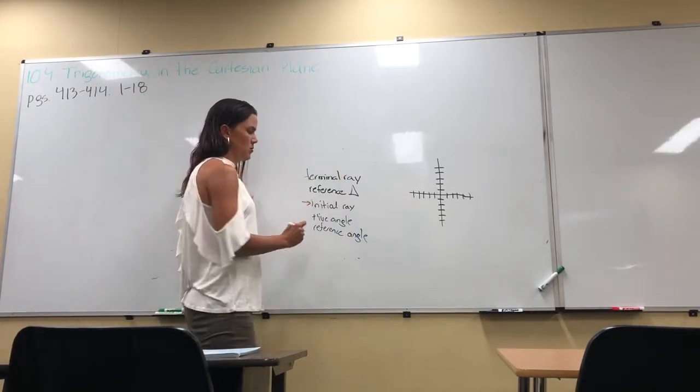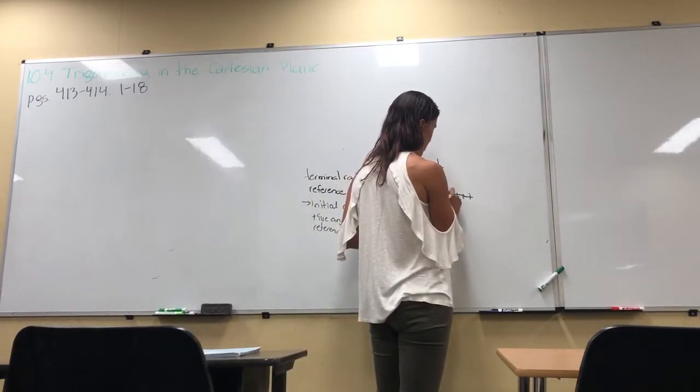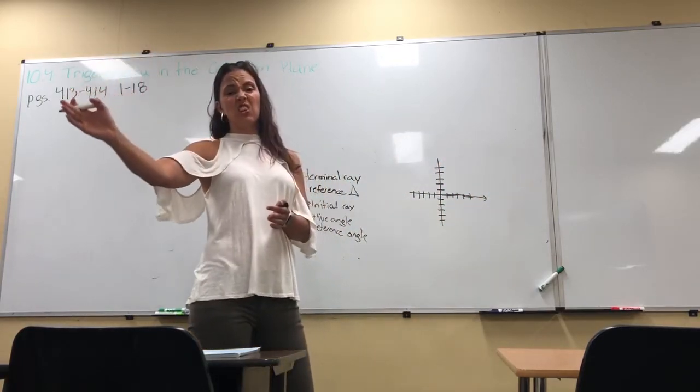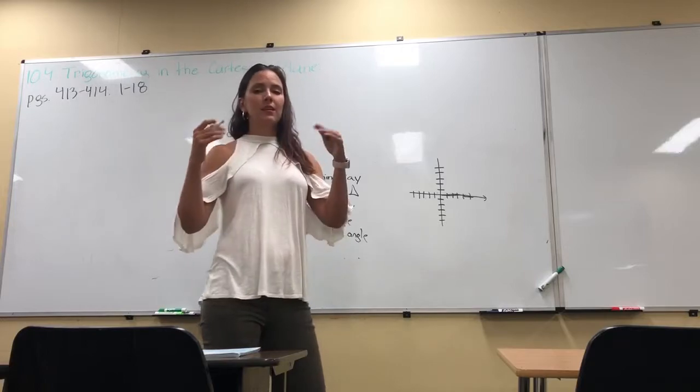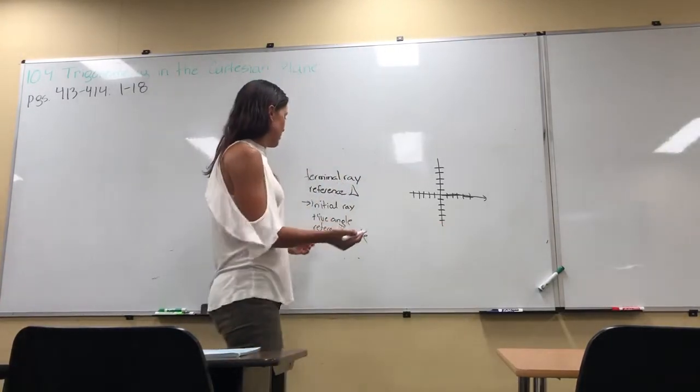The initial ray is the easiest one, okay? So your initial ray is basically going to be a line. It's called a ray because it's starting from a specific point and then just going indefinitely in one direction, that is on the x-axis. So really, it's basically the x-axis.